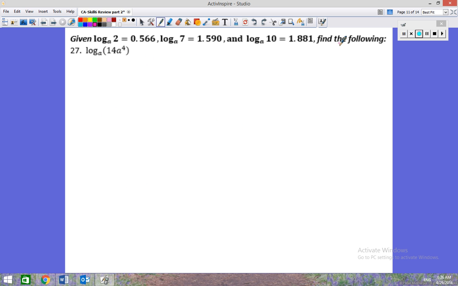Now here, we're not using a scientific calculator, but we're just using substitution in these properties to try and evaluate what log base a of this 14 times a to the 4th is. So I see multiplication, 14 times a to the 4th, and I know that I can break that logarithm into two logarithms because it's the log 14 and then times a to the 4th.